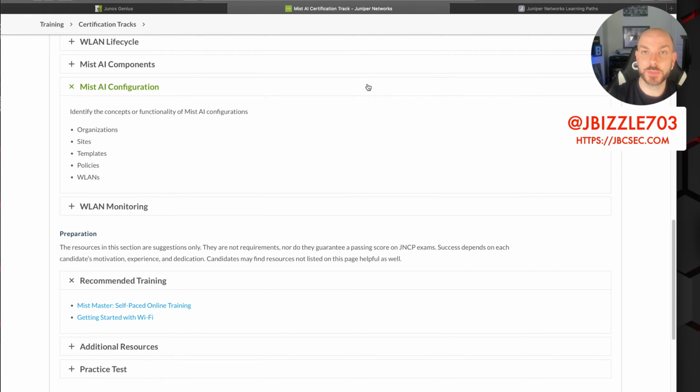So if you just go into this because you have a strong background in Wi-Fi, but you don't spend any time covering the Mist stuff, you're setting yourself up for failure. So you do want to make sure that you put the effort into understanding their service portfolio.